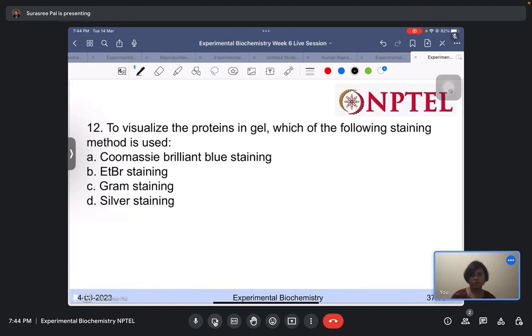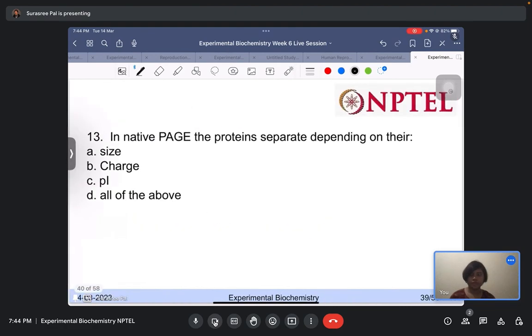Next question. Which is the staining method for protein gels? The correct answer is Coomassie Brilliant Blue staining. Next question.